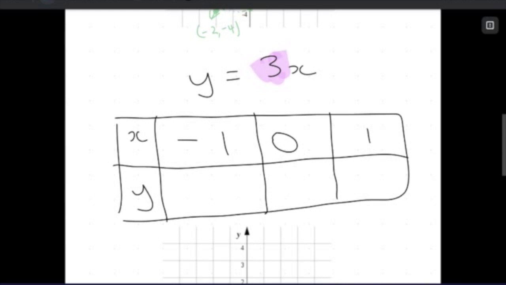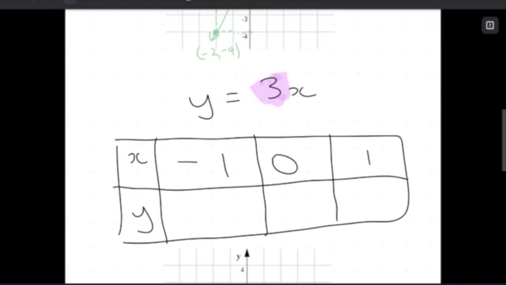Now, what do we have here? Well, we have that y is always going to be 3 lots of x. So y will always be triple the value that x is in this particular instance. So when x equals -1, my y will equal -3. That's 3 lots of -1. 3 times 0 gives me 0. And when x equals 1, my y is going to equal 3.